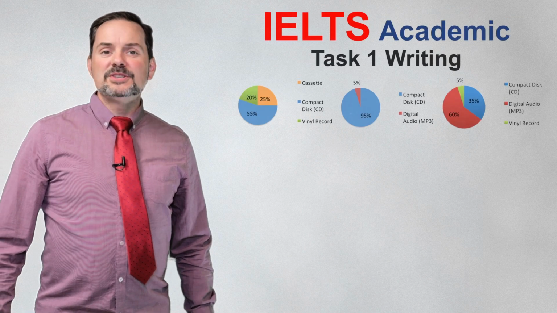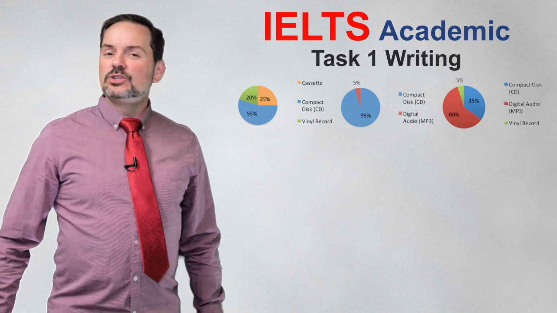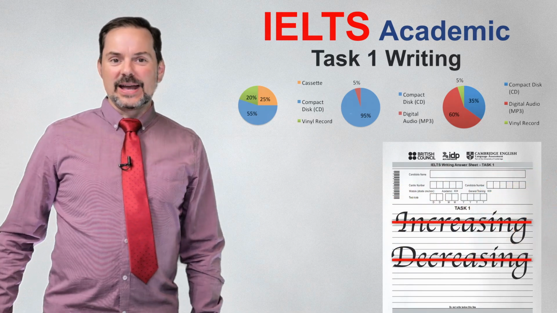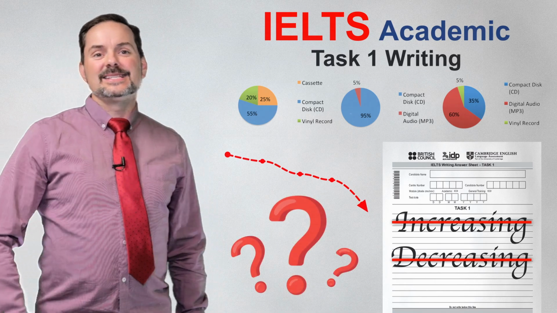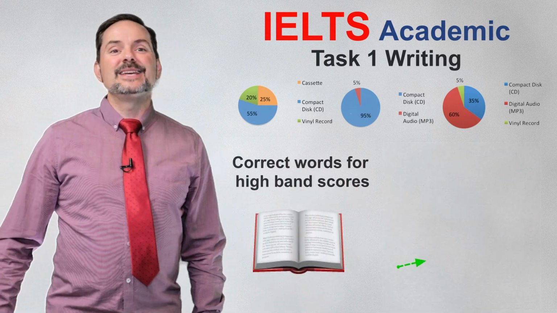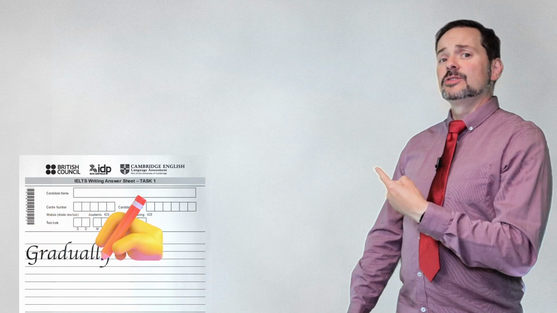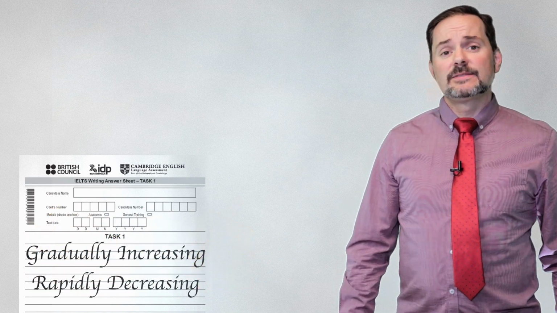One of the most common mistakes in the academic IELTS Task 1 writing essay is students use the words increasing and decreasing incorrectly, lowering scores. In this video, I will explain why this is and what words you need to use instead to get those high bands. Let's begin.